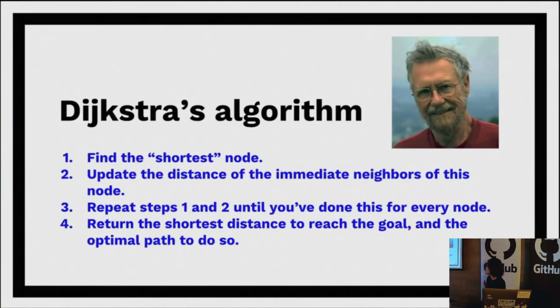Dijkstra's algorithm has four basic steps. Step 1, find the shortest node. Step 2, update the distance of the immediate neighbors of this node. Step 3, repeat steps 1 and 2 until you've done this for every node. Then return the shortest distance to reach the goal and the optimal path to do so.